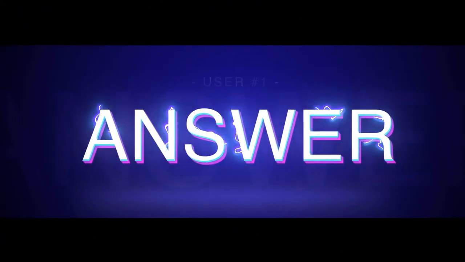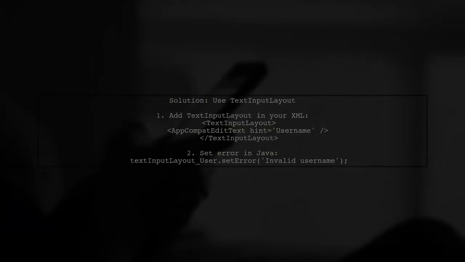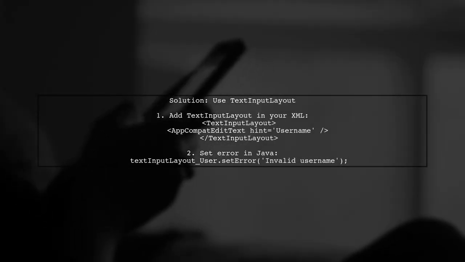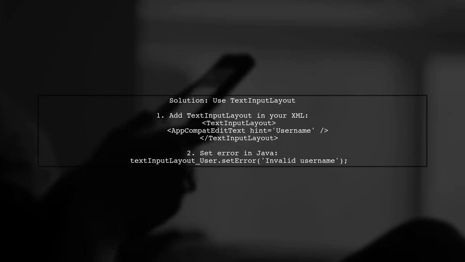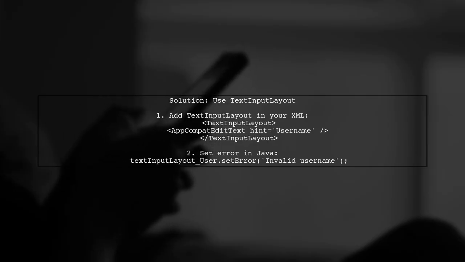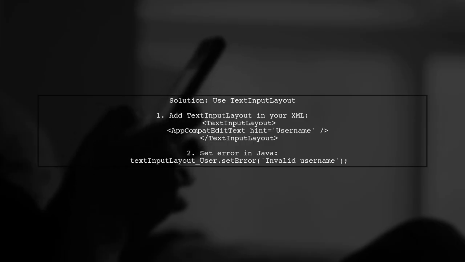Let's now look at a user-suggested answer. To address the issue of edit text set error being out of place in bottom sheet dialog, you can use text input layout introduced in Android Lollipop. This provides a better way to display error messages.